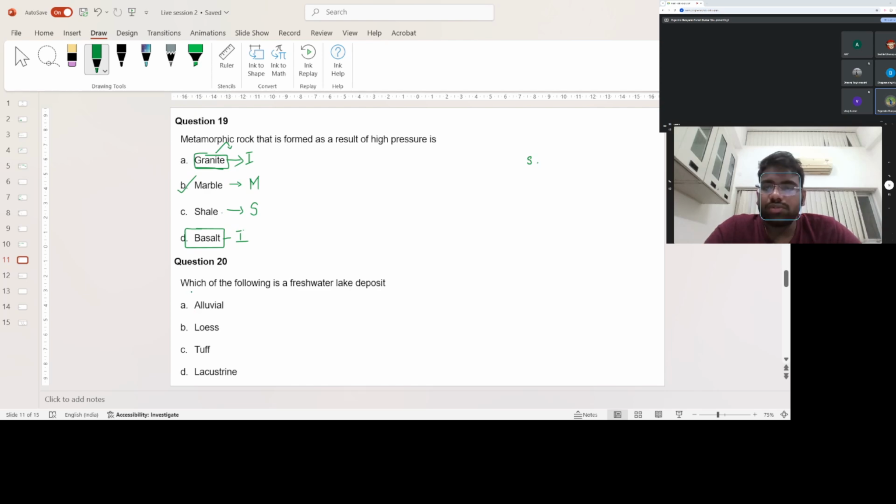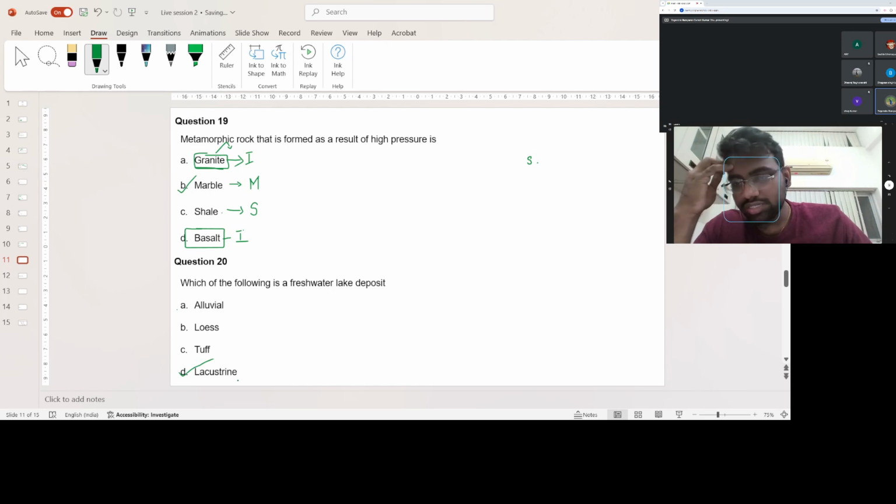So coming to the next question, which of the following is a freshwater lake deposit? Option A alluvial, option B loess, option C tuff, and option D lacustrine. D, sir. Yeah. So the option is lacustrine.